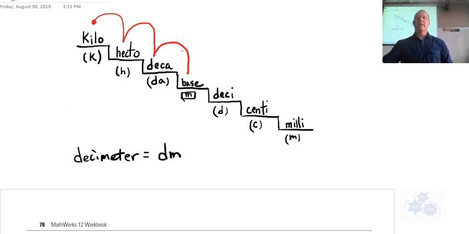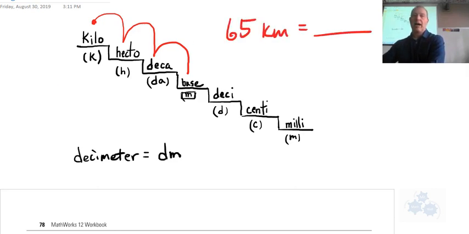So this is how the staircase helps us. The staircase and the number of stairs and the direction are the ways that you move the decimal place in the original number. So again, if we have 65 kilometers equals how many meters, what you do with the decimal place, and the decimal place would be right about here, right? It's right after the 5.